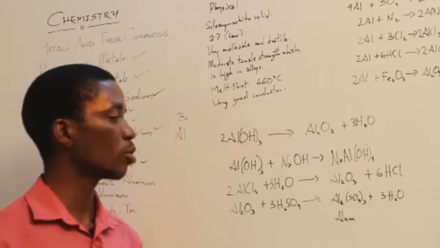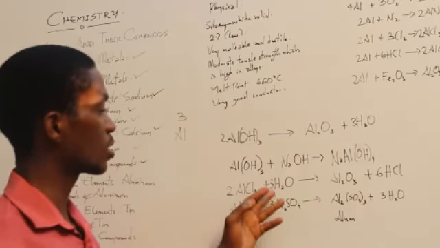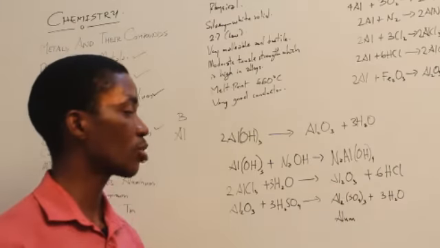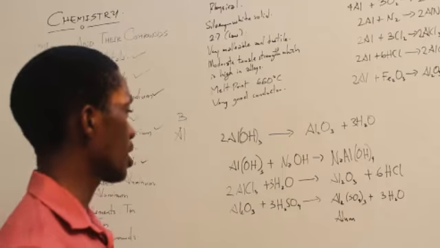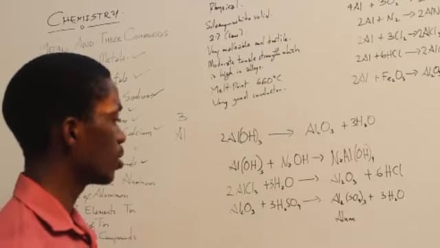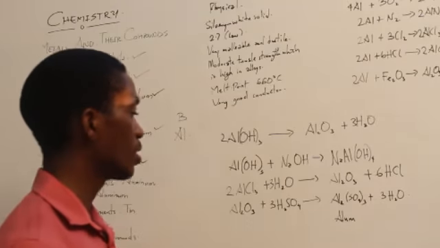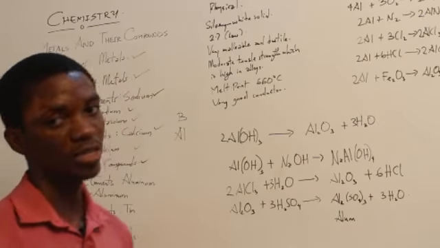Let's talk about aluminium chloride. Aluminium chloride reacts with water to produce aluminium oxide and hydrogen chloride gas. So what is so special about aluminium chloride? Aluminium chloride is used for a couple of reactions.